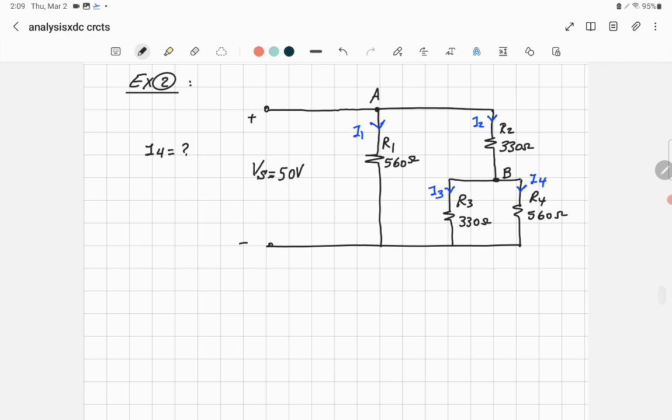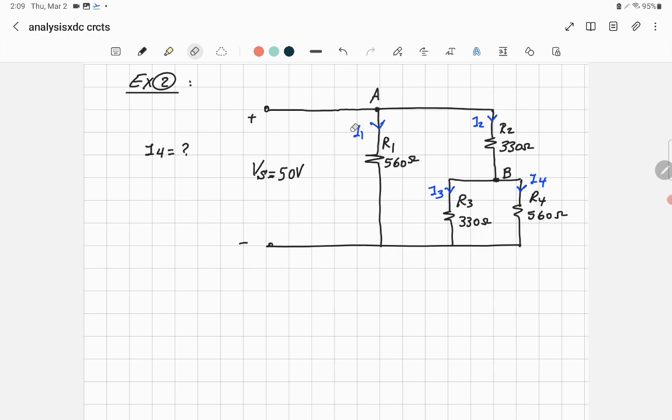Let's just think about the strategy of the solution. How can we find the current I4? You can find the current I4 if you know the current I2, because I2 is entering node B. So if you know the current I2 that is coming to B, you can use the current divider rule to find I4 by using the ratio of the resistance. But the problem is that we don't know I2.